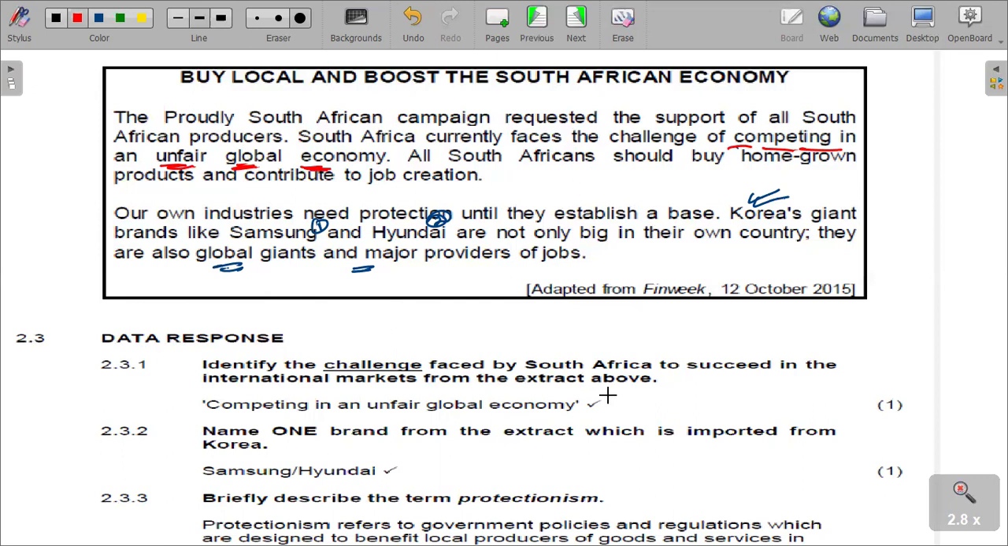So South Africa faces the force of competition in the world market that is very unfair. That is the answer there.